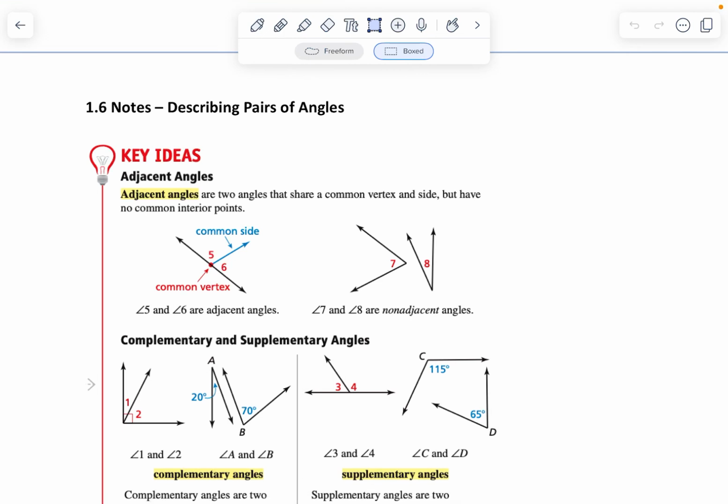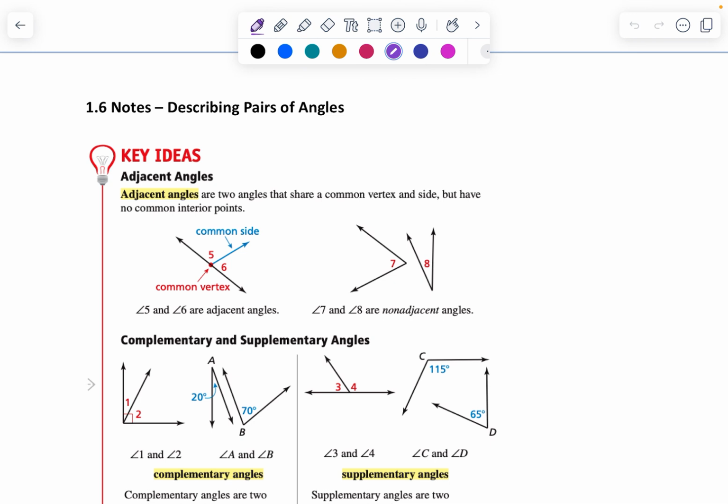It is our last section of the chapter. And as the title indicates, we are going to be talking about different types of pairs of angles. So first of all, adjacent angles are two angles that share a common vertex and side.